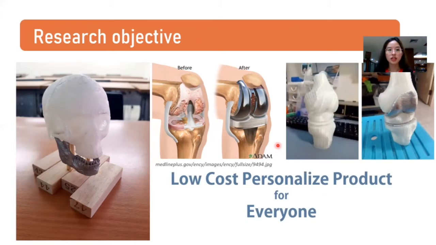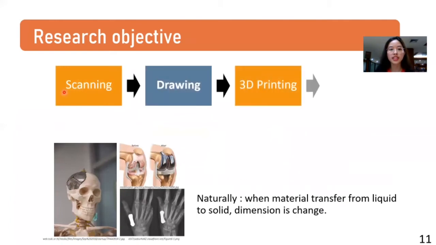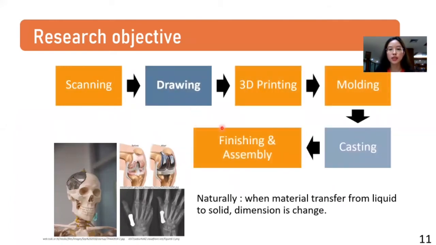At present, the process to create artificial bone is milling, which consumes a lot of time and has a very high cost. In order to create a low-cost, personalized product for everyone, this following 6-step procedure was proposed: scanning, drawing, 3D printing, molding, casting, finishing, and assembly. In this work, the 3D printing material was PLA, and aluminum was a representative metal for casting.